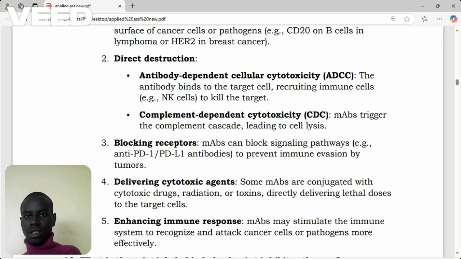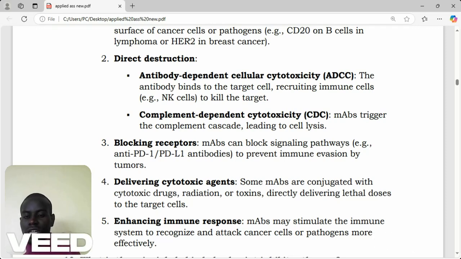The second mechanism is direct destruction. Here, antibody-dependent cellular cytotoxicity, shortly ADCC: the antibody binds to the target cell, recruiting immune cells, for example, natural killer cells, to kill the target. Also, complement-dependent cytotoxicity: monoclonal antibodies trigger the complement cascade, leading to cell lysis.